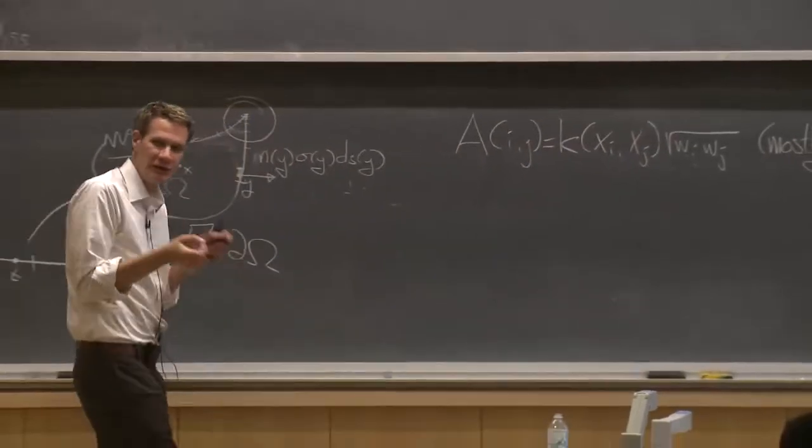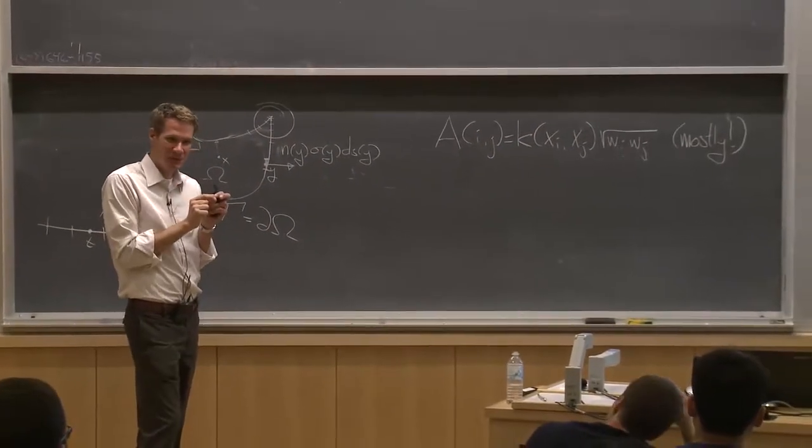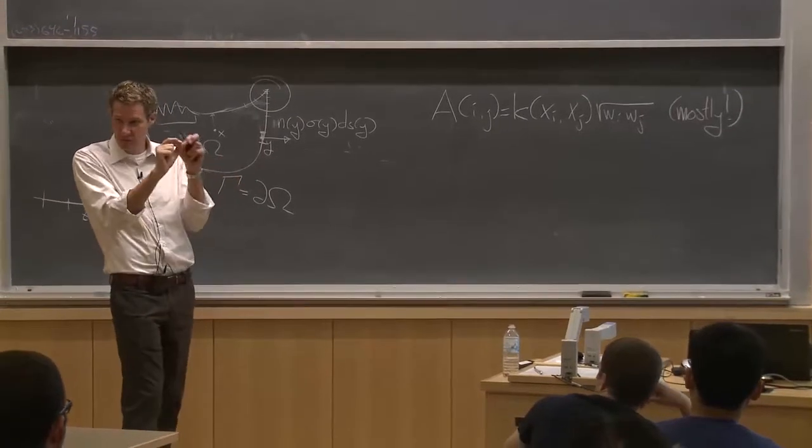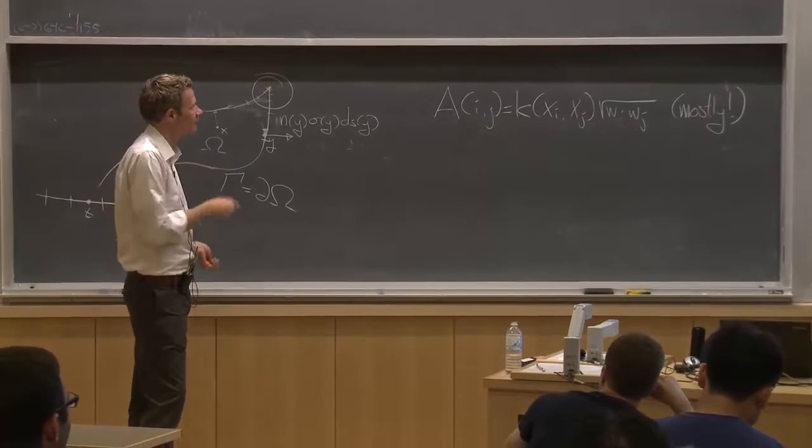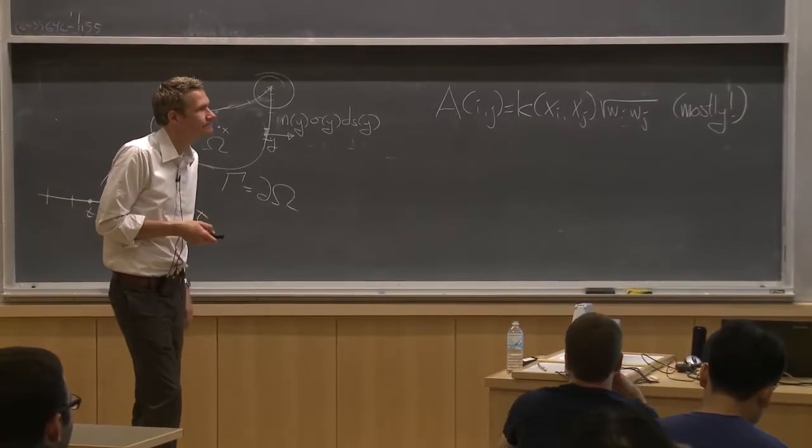So this is not true for near interactions. For the elements that correspond to points xi and xj that are close in physical space, you have to do something different. But for the vast majority of elements, this is what it looks like.